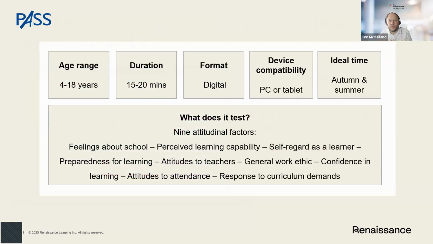PASS is typically used twice per academic year. Firstly, after students have had time to settle into a new class or year group, and then again ahead of any key points of transition. It can be used with students aged 4 to 18 and is broadly accessible to all learners, with audio and written content available in the digital survey.